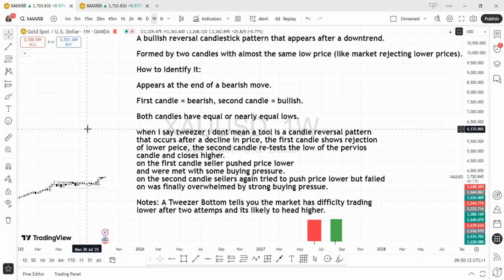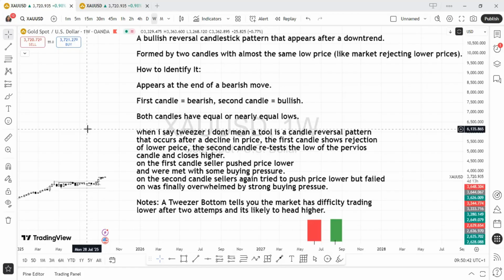Now let's continue. So sellers already thought they were in control when they pushed price lower. But what happened? Buyers stepped in with pressure and did what? Took over the market. On the second candle, sellers again tried to push price lower but failed and were finally overwhelmed by the strength of what? Buyers. The strength of buyers is awesome, so they took over the market.